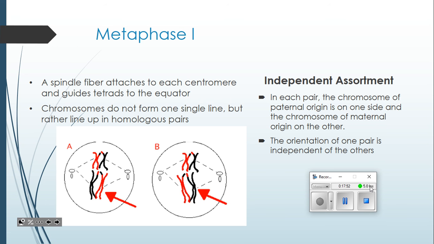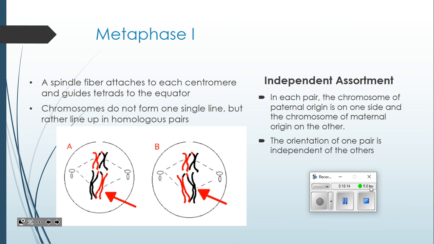So you should be able to recognize, if I showed you this picture, that this is metaphase 1. And you might say, oh gosh, how would I know that? How would I know for sure that this is metaphase? Well, the chromosomes are in the middle. The spindle fibers have guided them to the center and are attached to the centromeres.